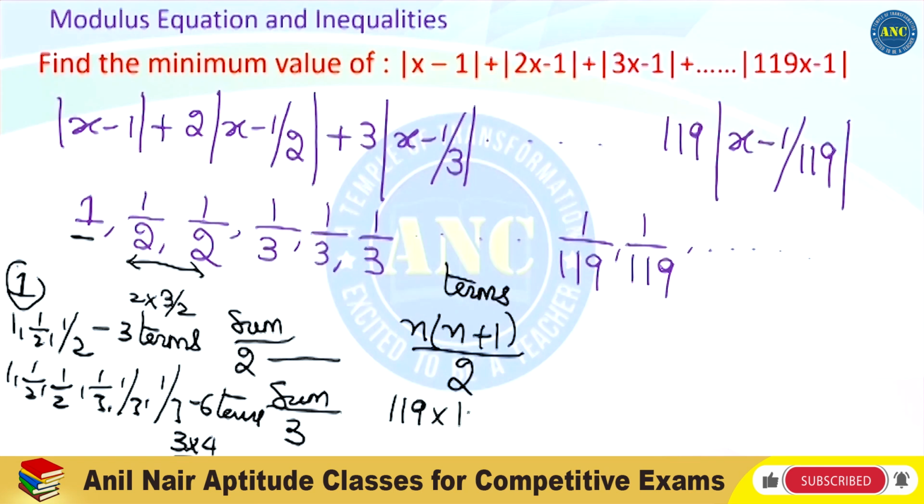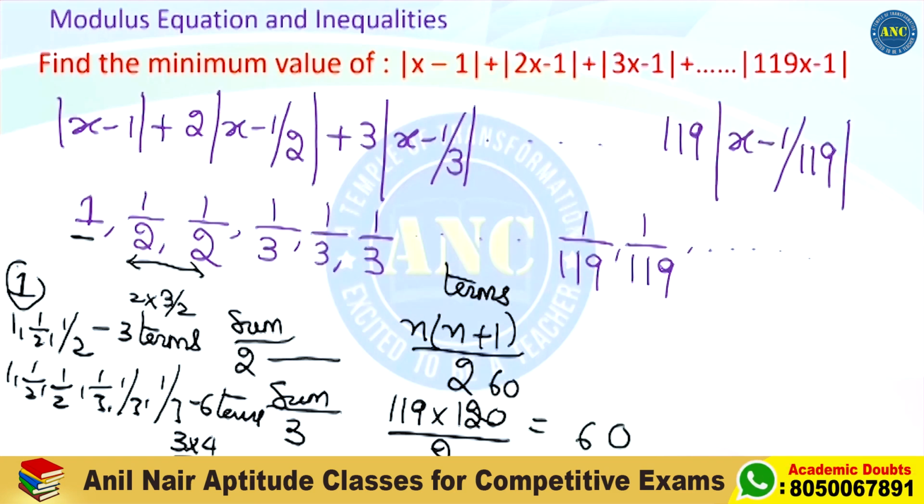119 into 120 by 2. I hope you are understanding. 2 sixties are 120, 6 nines are 54. So these are nothing but 7140. Total 7140 terms are there.